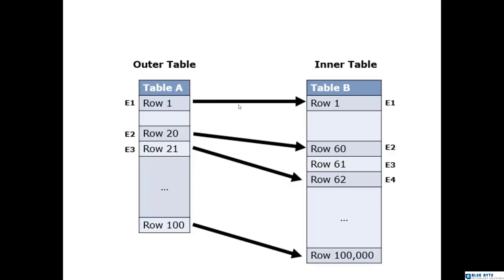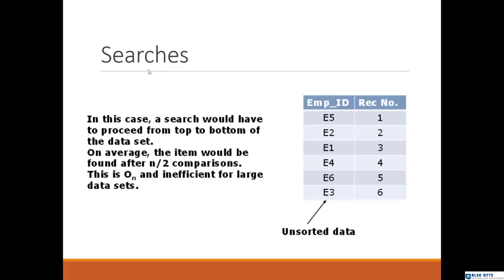Now the next subject is search. In case we don't have any index to access directly the location where my data is, then I need to perform a search. And in a search, the system is going to scan the table from top to bottom. So if I assume 1000 records, then usually it takes about 500 comparisons to find the right data for me. And of course, this is inefficient for large data sets.